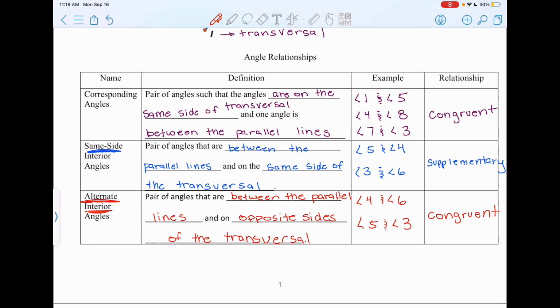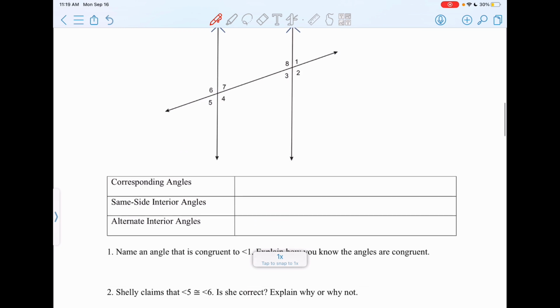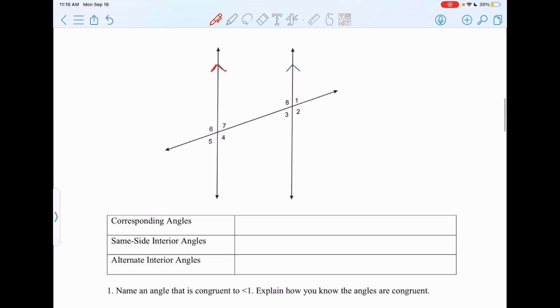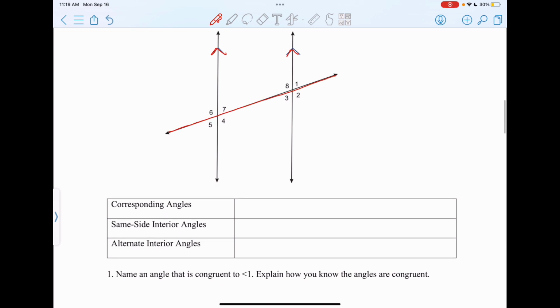And so let's practice with a different picture identifying all of these angle pairs. So here are my parallel lines. I can tell by the arrows. And this is my transversal. And I want to identify all of the corresponding angles. Corresponding angles are angles that are on the same side of the transversal, and they have the same orientation. One is going to be outside the parallel lines, and one is going to be inside the parallel lines. So for example, 1 and 7, notice how they both point upwards.